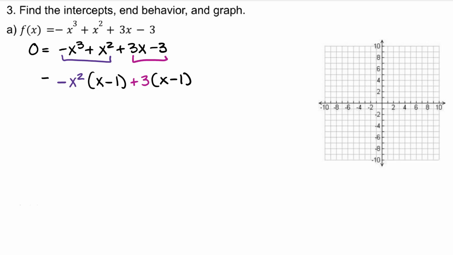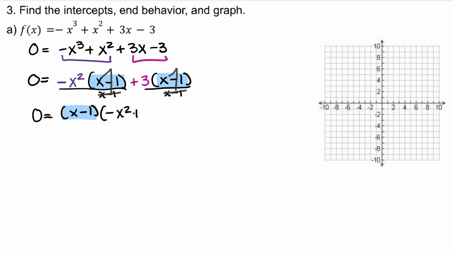X minus 1. And what do you know? I have two terms, a product here and a product there. And both of these products have a common factor, x minus 1. So I'm going to factor out the common factor, meaning I'll write it one time, and then I'll divide each of these terms by that factor of x minus 1. Our second factor will be negative x squared plus 3. Now we can use the zero product property to find the x-intercepts.